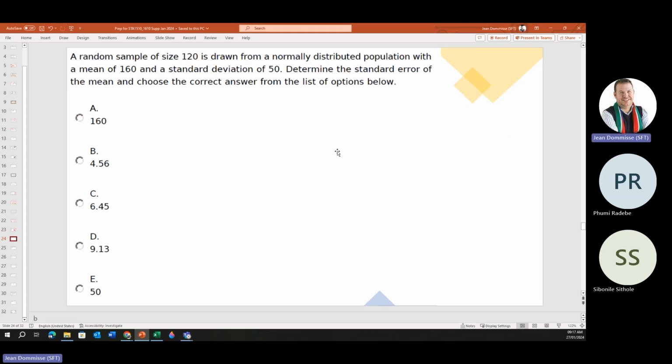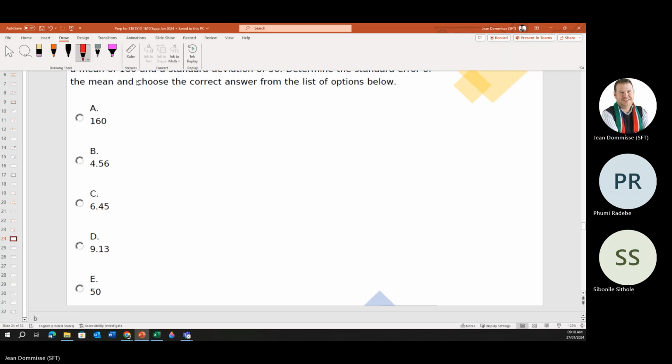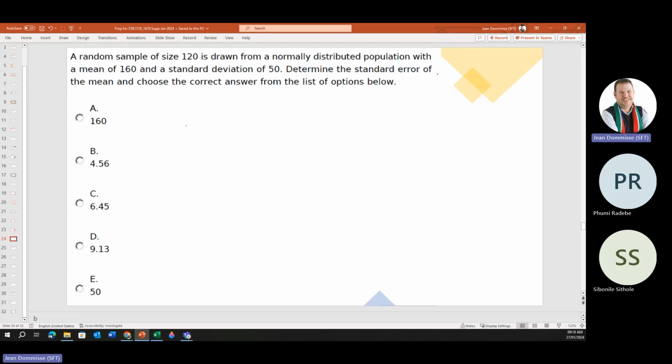Okay, next one. They give us information, then they ask us to determine the standard error. The formula for the standard error is basically what is below the line when we look at calculating the Z. So that's the standard error. Let's look at what they tell us. A random sample of size 120.